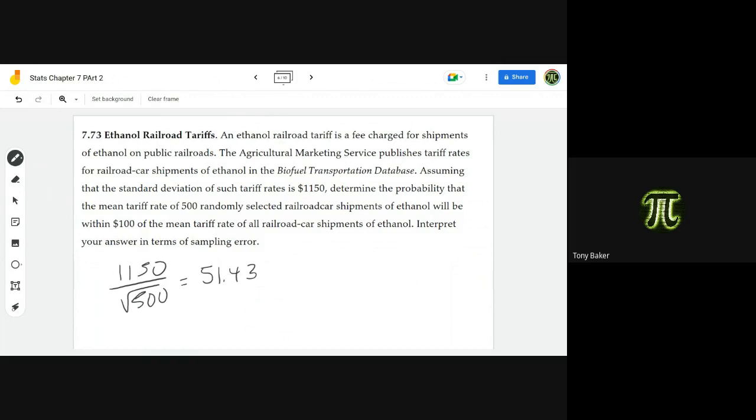I got to find my z-score, because the way that I could take my value and turn it into a percent is with the z-table. So I got to find my z-score. So my z-score, I'm going to do the 100 divided by the 5143. If I remember, was 1.97, 1.94.